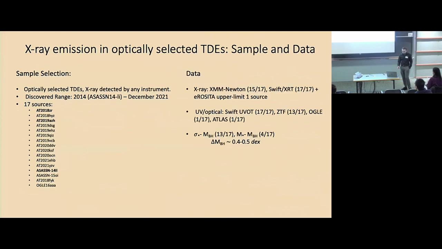In terms of data, we had 2 big XMM programs led by my advisor, Sylvia Gazzari. We also used all the public data from ZTF, UVOT, XRT, and others, and ATLAS. For the black hole masses, we have M-sigma relation measurements for 13 of the sources. For the other 4, we use the galaxy mass. So we have an uncertainty on the black hole mass from this relation that is at best 0.4 dex.